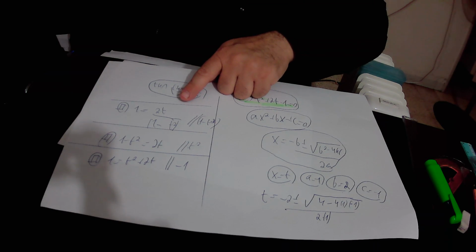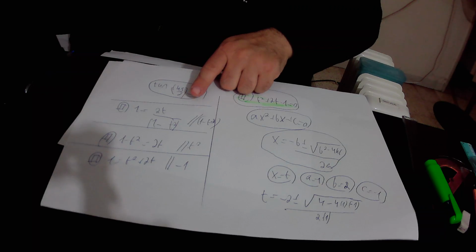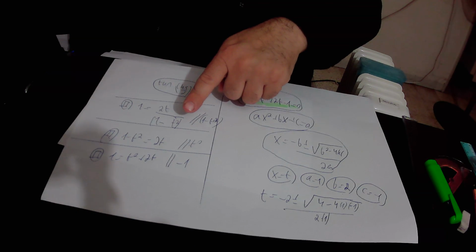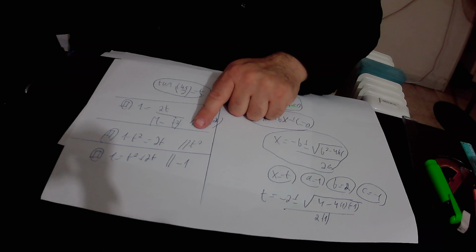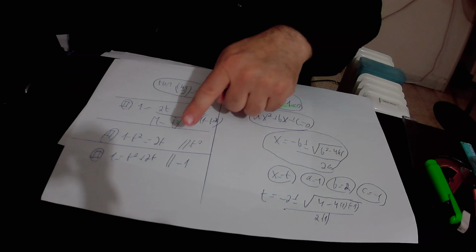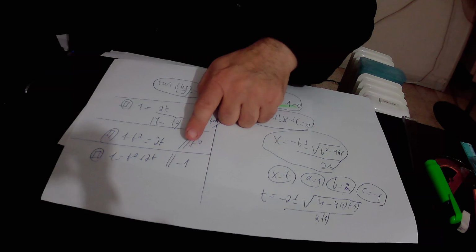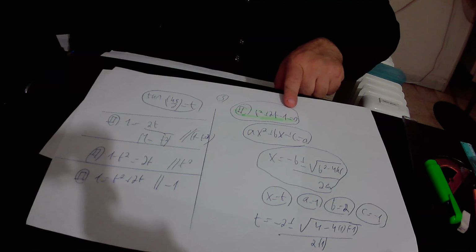Here we multiply this equation number 2 by 1 minus t square, and we found out that 1 minus t square equals 2t. Then we added t square to this equation, and finally found out that 1 equals t square plus 2t. Then we subtracted 1 from this equation, and finally found out that t square plus 2t minus 1 equals 0.